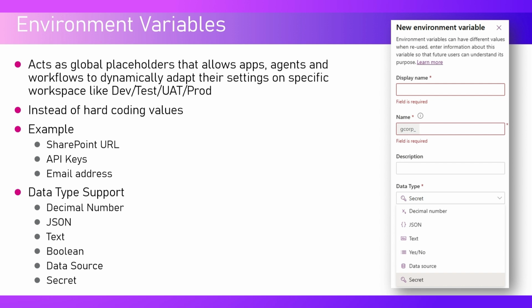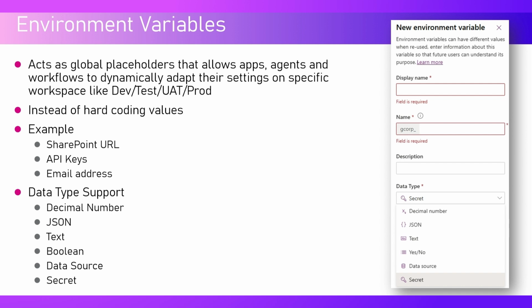Environment variables can have different values when reused. So if you're using an environment variable in, say, dev, that will be different. And if you are using that same environment variable in another environment, like UAT or production, then it will take the corresponding value from that specific environment. With that, you need not hard code any value in your apps, flows, agents, or any other artifacts which you create within the Power Platform environment, which is environment dependent.